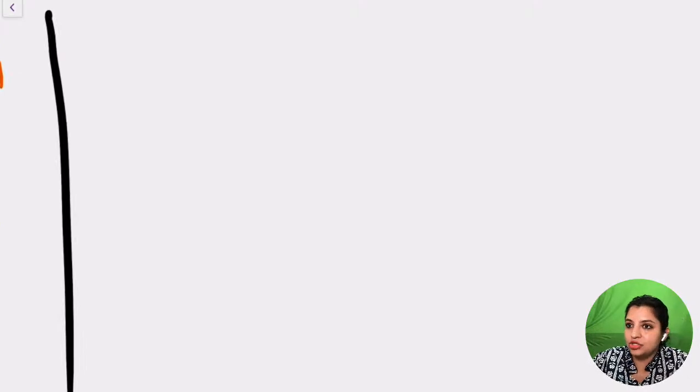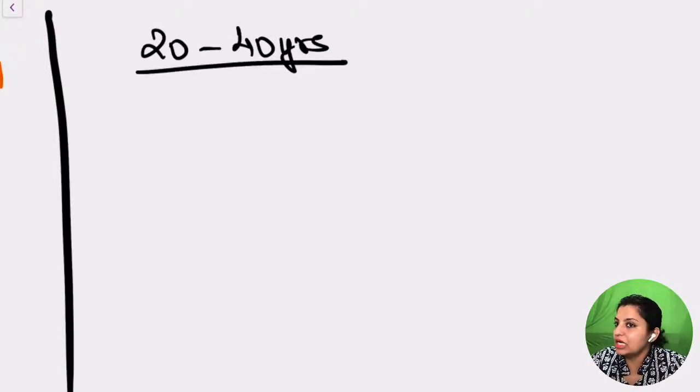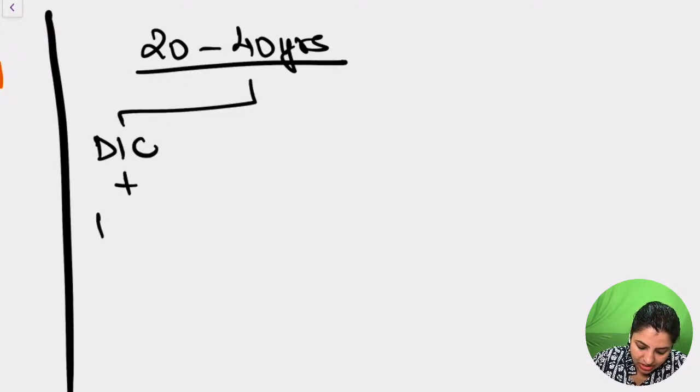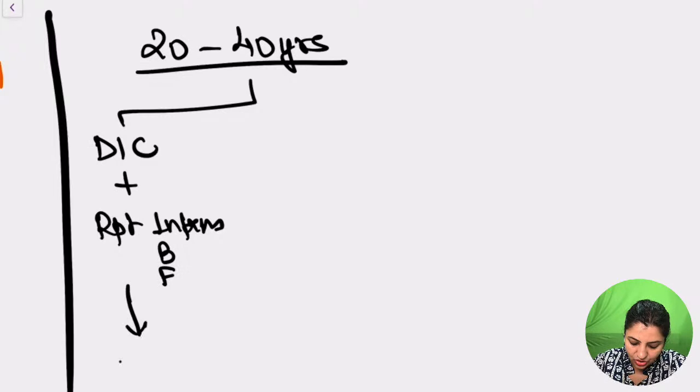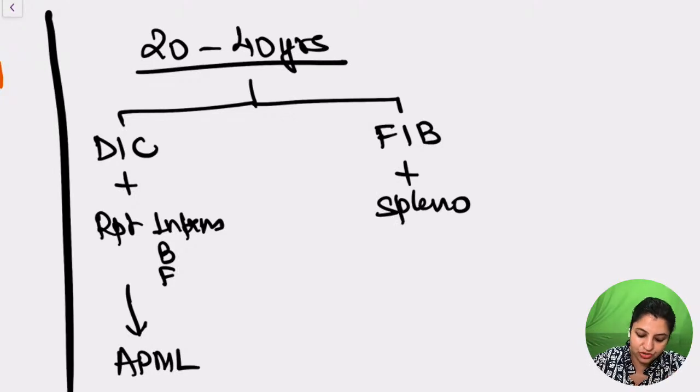Myeloids can present at any age, but the usual age group is about 20 to 40 years. Now, if they say a 20 to 40-year-old presents with, let's say, DIC plus repeated infections, bleeding, and fatigue, then immediately your diagnosis will go for APML. I'll change the question. Present with infections, fatigability, and bleeding, plus spleen is also there. In this also splenomegaly will be there.